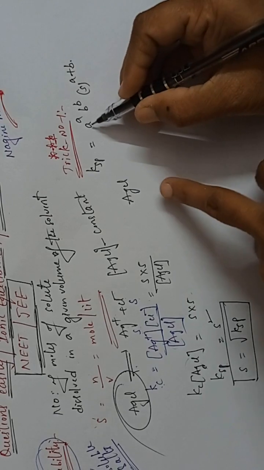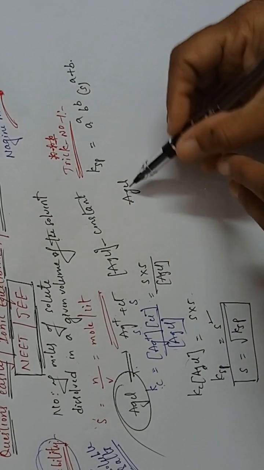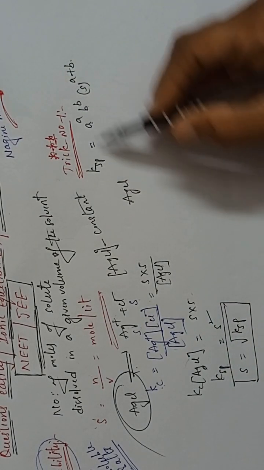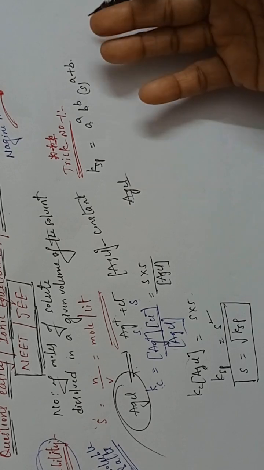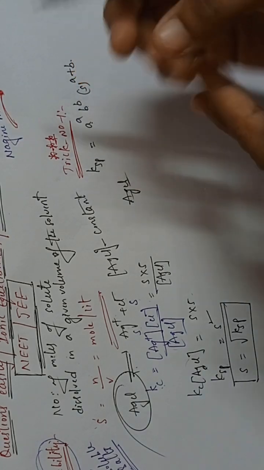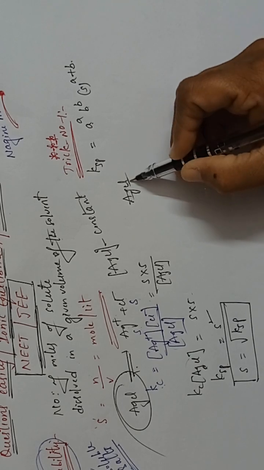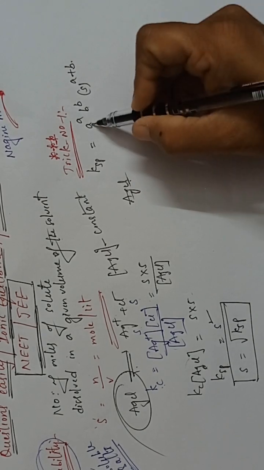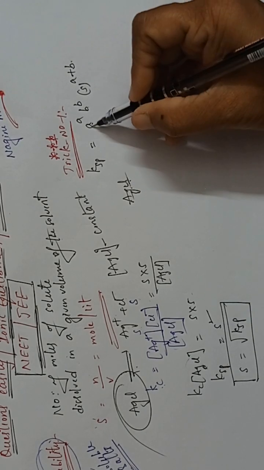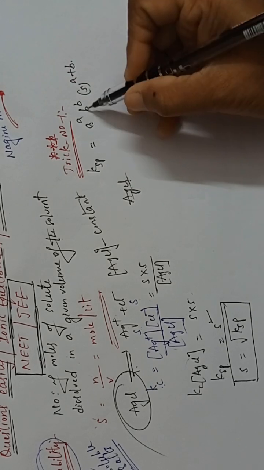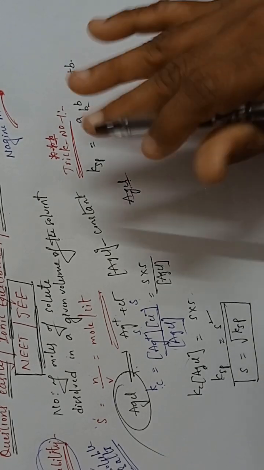Silver, A is nothing but the number of atoms, students, understanding? B is also the number of atoms. This is the cation, this is the anion. We already know that in a given salt, the cation is always in the first place and the anion in the next place. So how many silver atoms are there? That is A. How many chlorine atoms are there? That is B. Are you following?